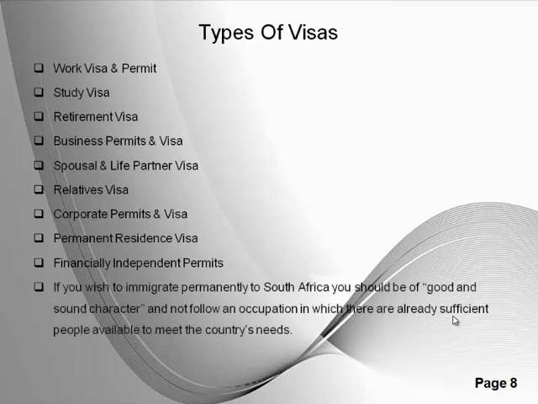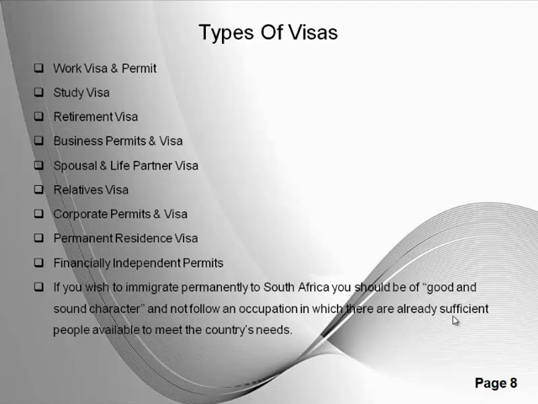If you wish to immigrate permanently to South Africa, you should be of good and sound character and not follow an occupation in which there are already sufficient people available to meet the country's needs. For example, general kinds of work like domestic work, where there are sufficient local people who can fill those posts, are going to be quite difficult for you to get a visa for. But the good thing is you can try, because the whole decision lies with Home Affairs.